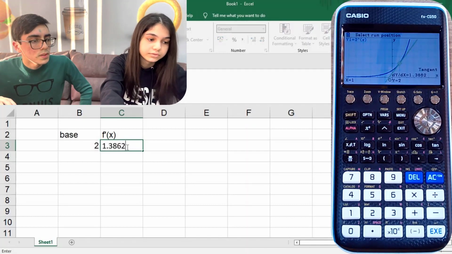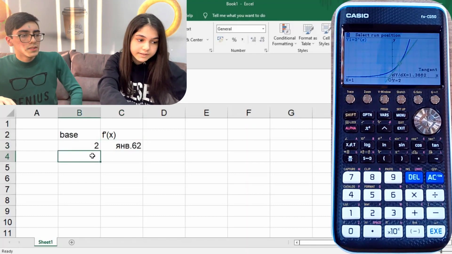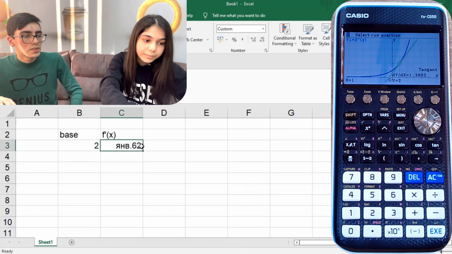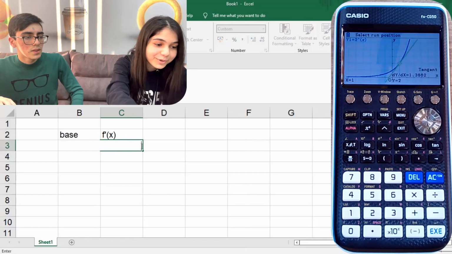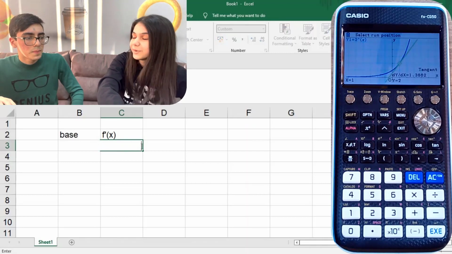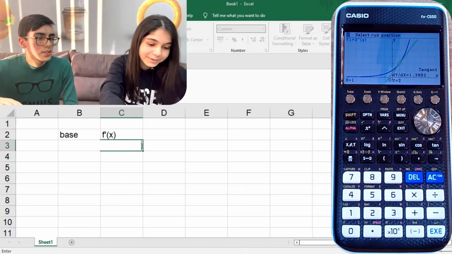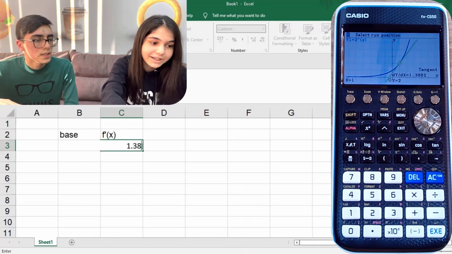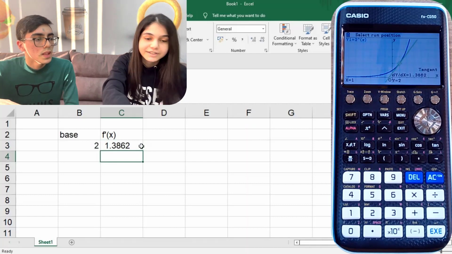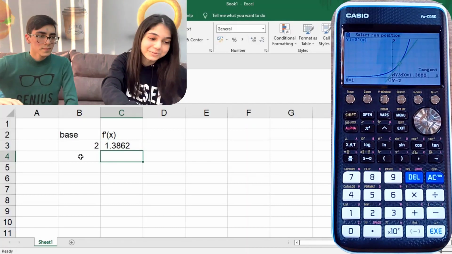1.3862. Let's increase our value, but we have a problem with our Excel, so I want to ask you one more time to repeat that. Okay, it's 1.3862. Sorry for the inconvenience.